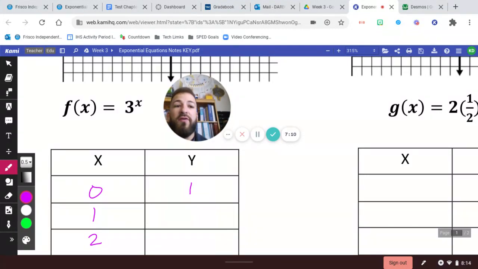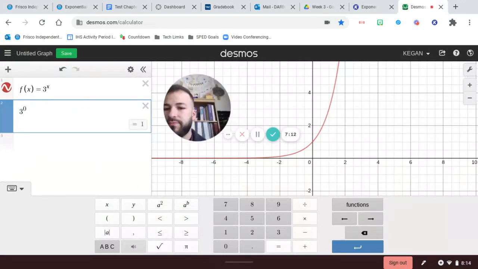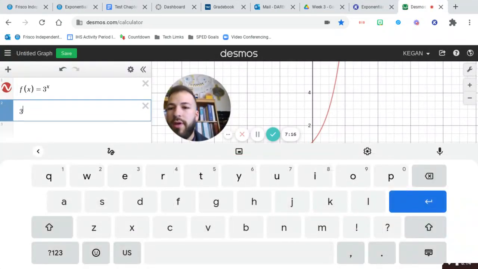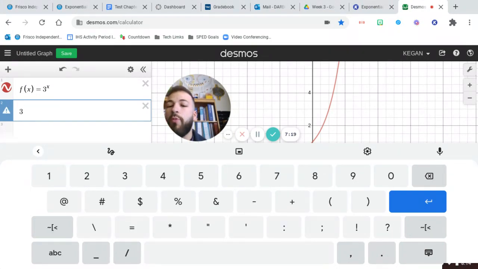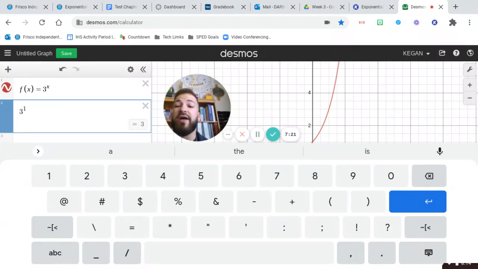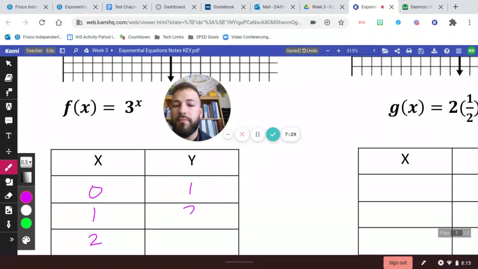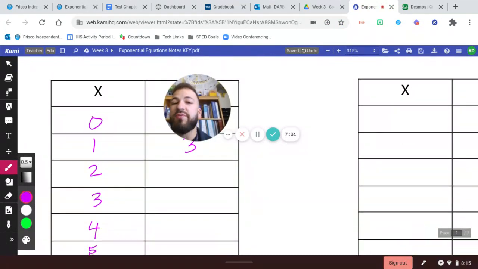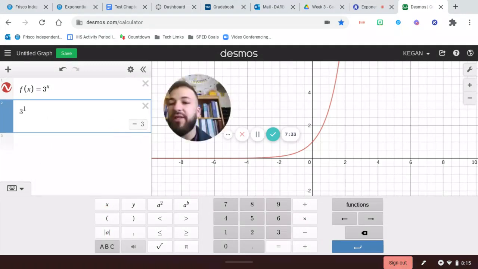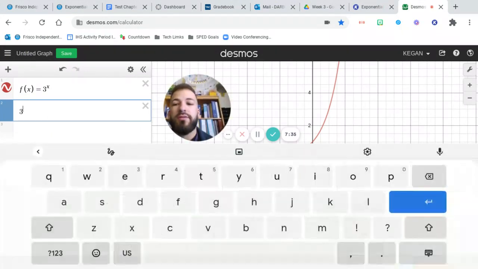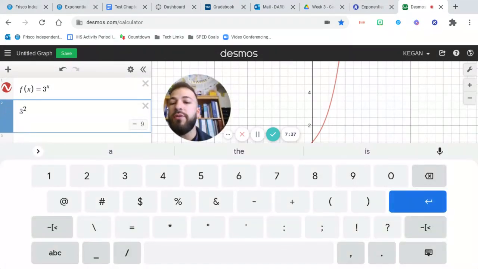Then coming back over to my Desmos calculator, I can just go up here, and instead of 0, now I'm going to put in 1 because that's my next x value. Now it's 3. So 3 to the first is equal to 3. My next x value is 2, so I'm going to come back to my Desmos calculator, take away 1, put in 2. Now we're at 9 because now I have 3 squared.